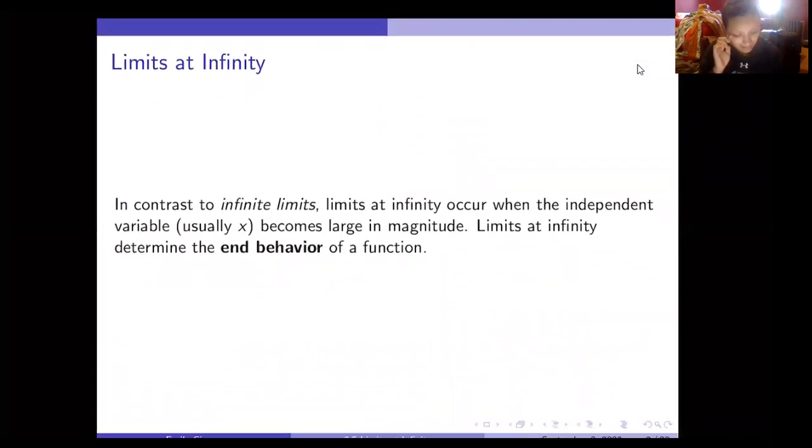So limits at infinity. In contrast to infinite limits, what we studied in the last section, limits at infinity occur when the independent variable, typically x, becomes large in magnitude. Limits at infinity determine the end behavior of a function.